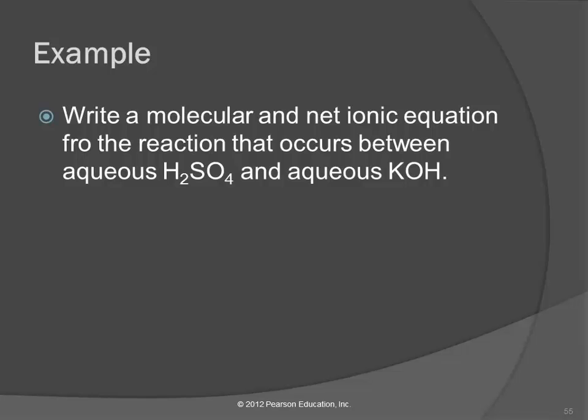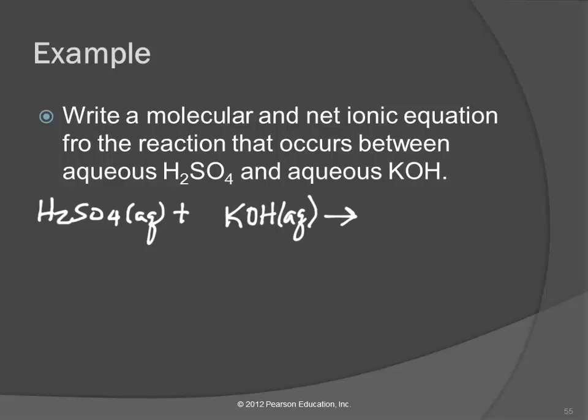Okay, so we're given the formulas for the reactants. We've got H2SO4, and that's aqueous, and we've got aqueous potassium hydroxide. And we're supposed to predict the products so that we can write an equation for this. So we look at those and we see H2 starts with H, that's an acid. And we see KOH, that's a base.